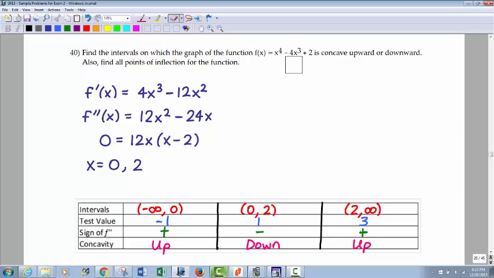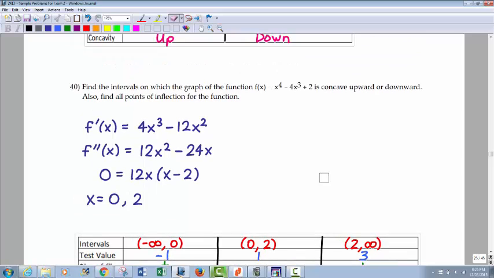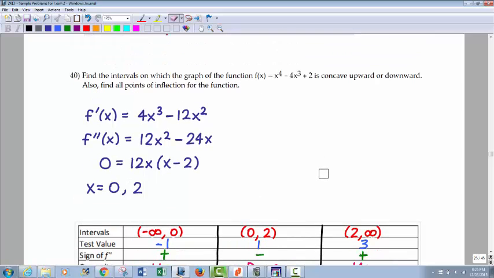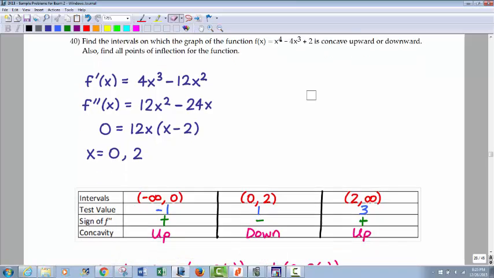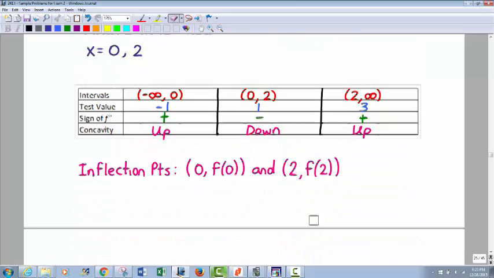So had we needed to know the actual point on the graph, that would have been 0, 2. Let's see if I can plug the 2 in my head real quick. 16 minus 32 plus 2. Negative 16 plus 2 would be negative 14. So the other point would have been 2, negative 14.